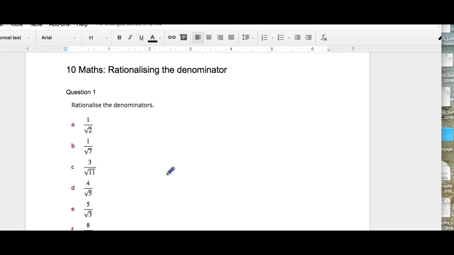Okay, let's try something else. Let's do D, which is 4 on root 5. So we multiply it by whatever surd we have on the bottom. In this case, it's square root of 5. So on the top, we have 4 root 5. And hopefully by now, you know when you multiply the same surd, you're just left with the number. So the root signs cancel out, and you're just left with the number 5.